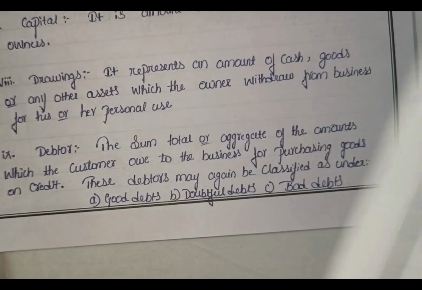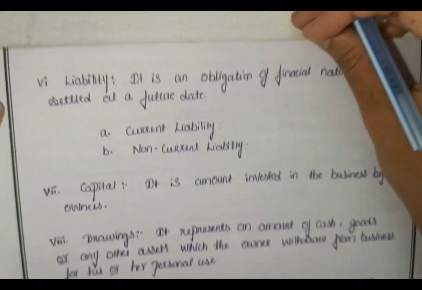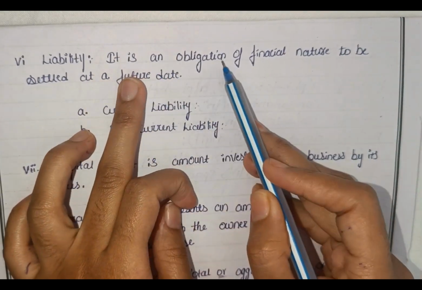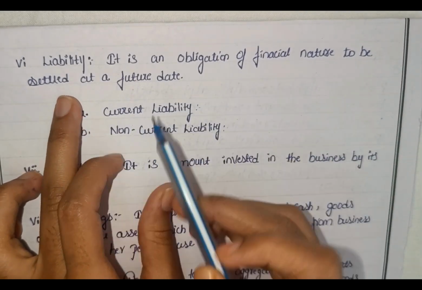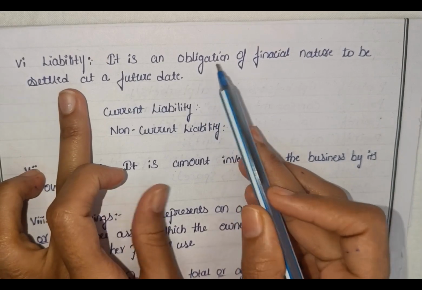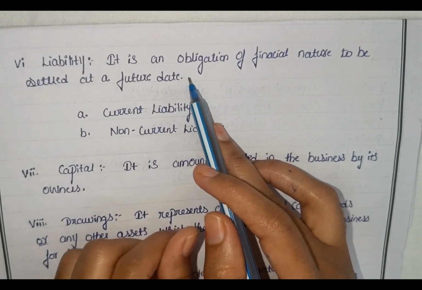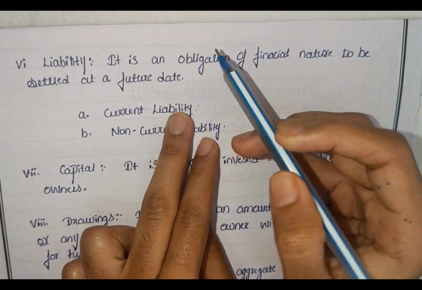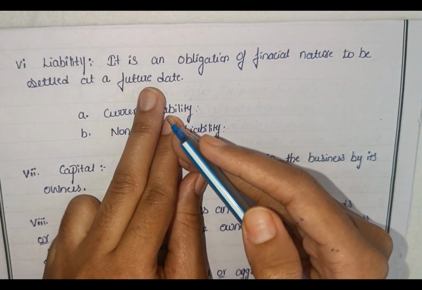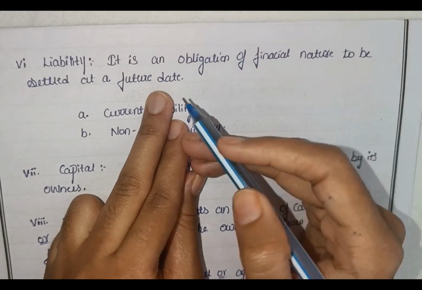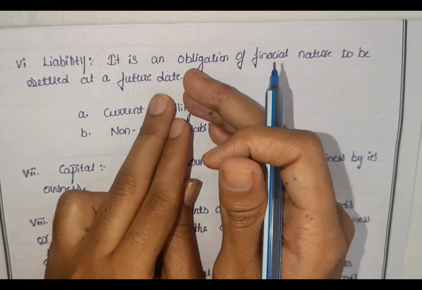Next one is liability. A liability is an obligation of a financial nature to be settled at a future date. Liabilities are always an obligation to a person. For example, when goods are bought on credit, we have to pay the cash to the supplier on a future date. So it is always a liability.